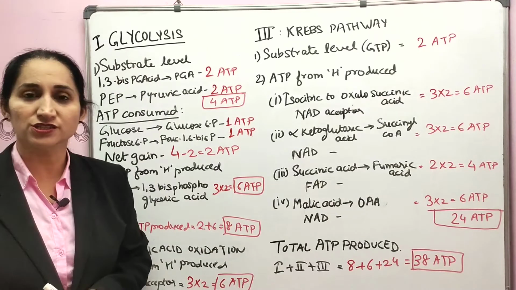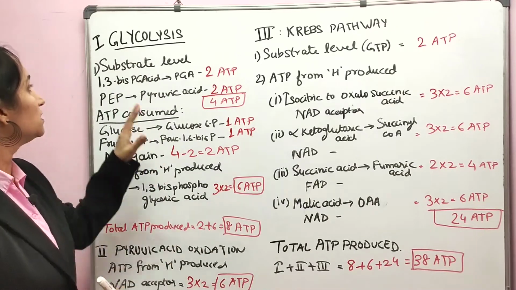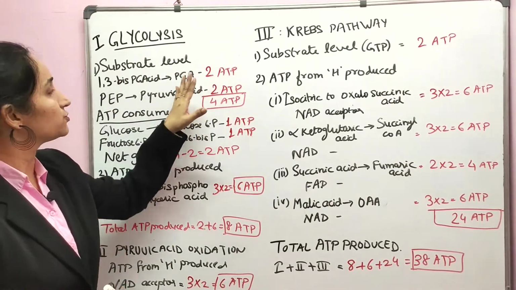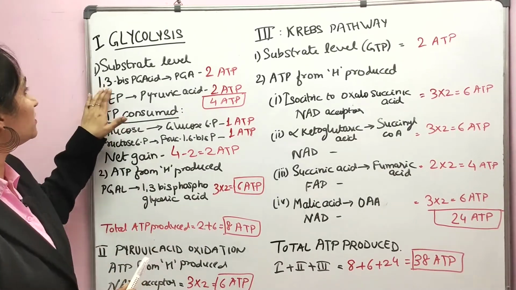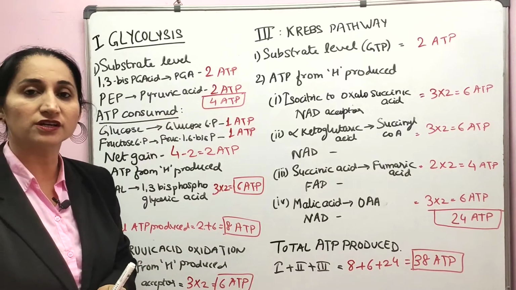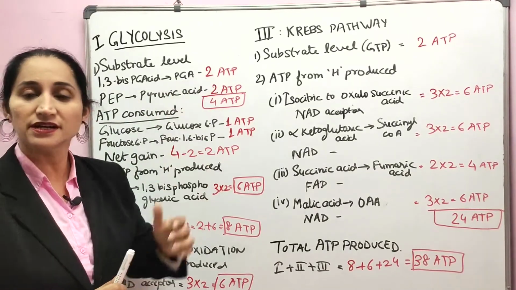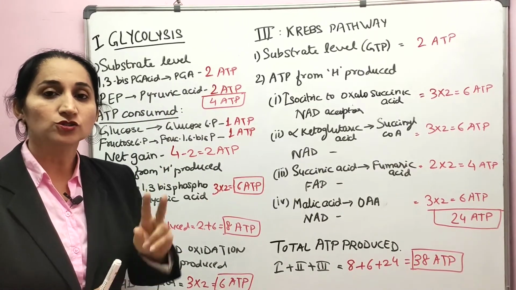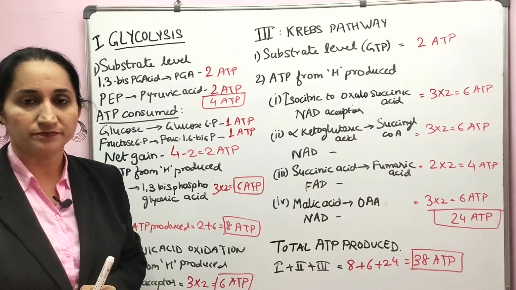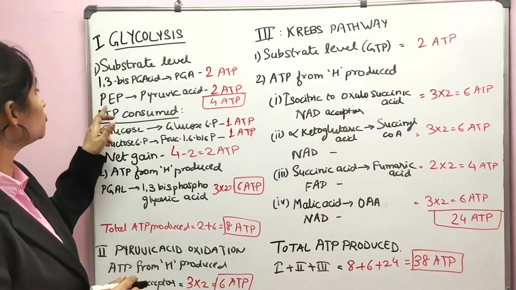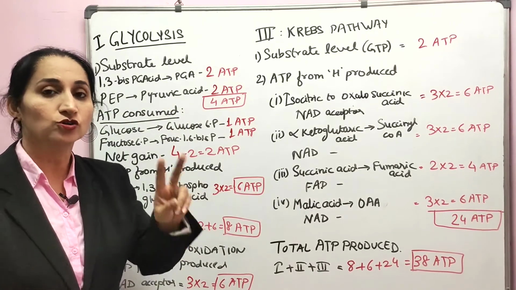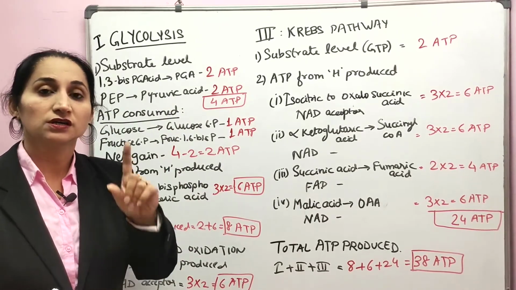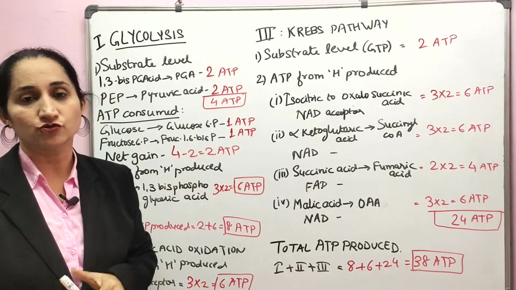In the first stage, in glycolysis, there were two substrate level phosphorylations. The first one was when 1,3-bisphosphoglyceric acid was converted into phosphoglyceraldehyde. At that time, 2 ATPs were produced. The next reaction was when phosphoenol pyruvate gets converted into pyruvic acid. At that time also 2 ATPs were produced. That was also substrate level phosphorylation.